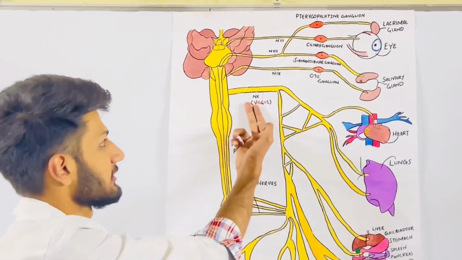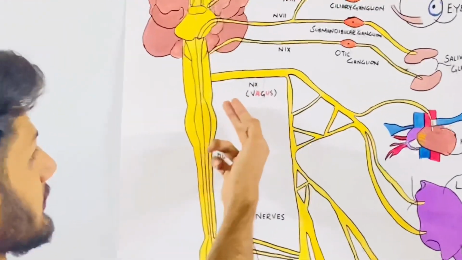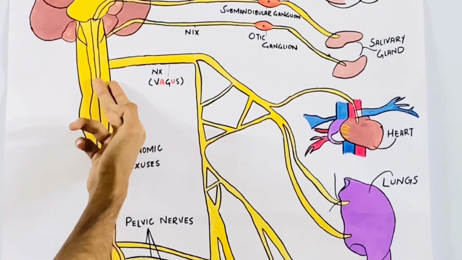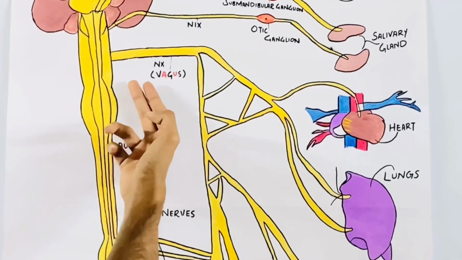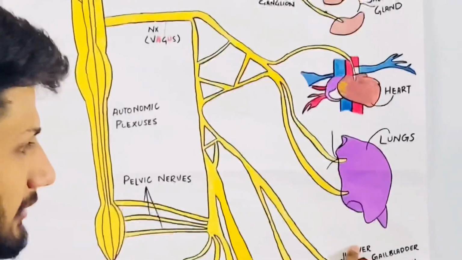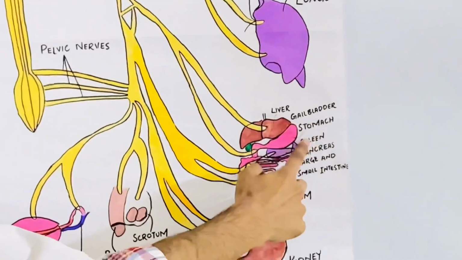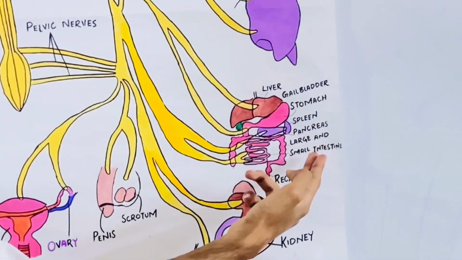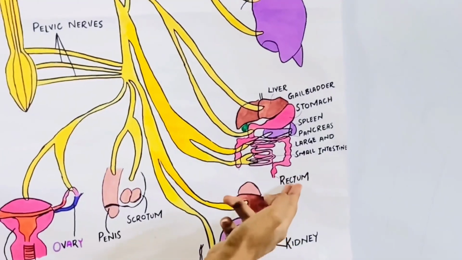The next is the 10th cranial nerve, which is the vagus nerve. The origin of the vagus nerve is the medulla of the brainstem. It innervates the heart, lung, liver, gallbladder, stomach, spleen, pancreas, large intestine, small intestine, and also the rectum.